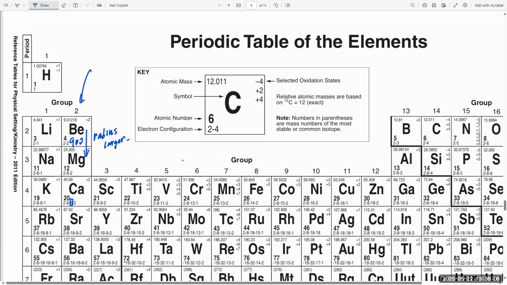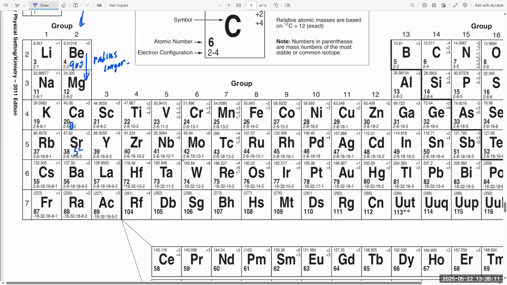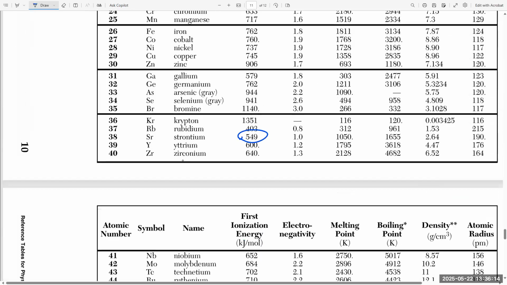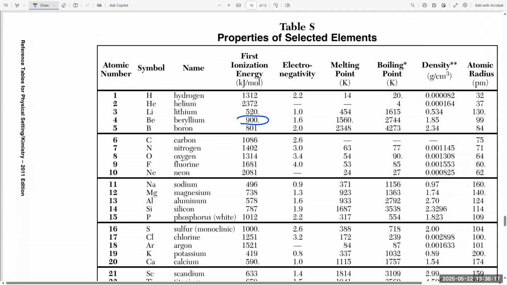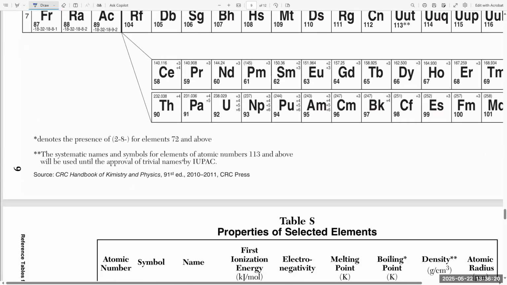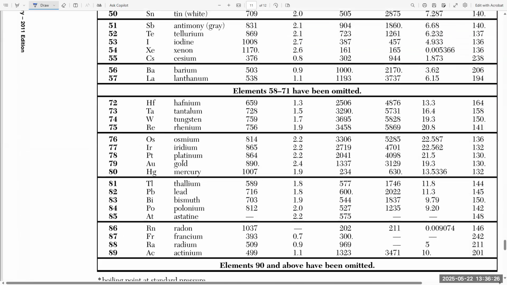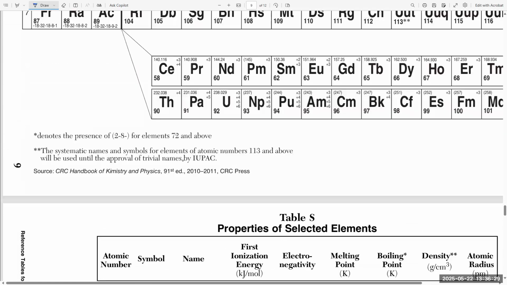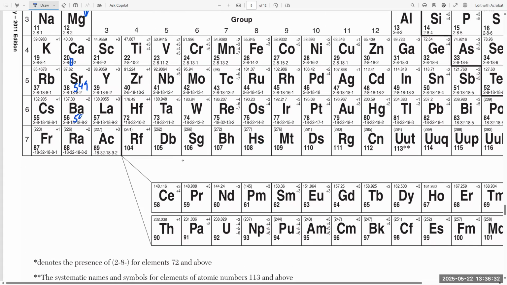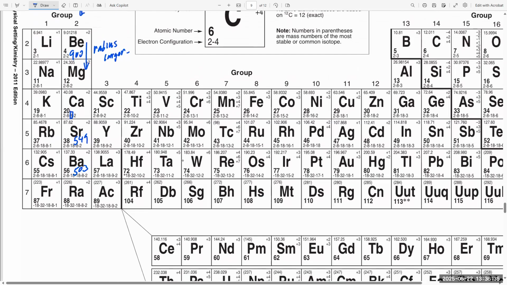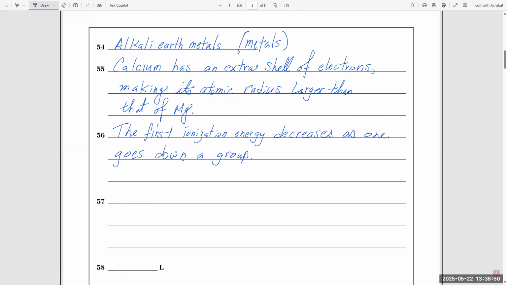So strontium is 549. And then you go to radium, or barium, they said. Barium is number 56. So let's go to 56. Barium is going to be 503. And you can see it goes from 900 to 549 to 503, and you can see that it decreases. It takes a little bit longer to solve it this way, but this is another way that you can say that it decreases, as you see here.